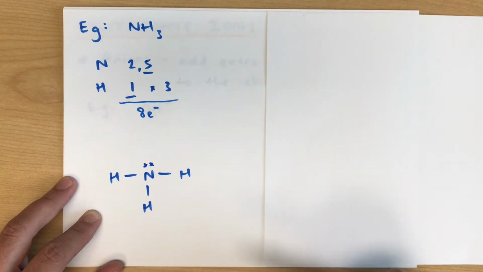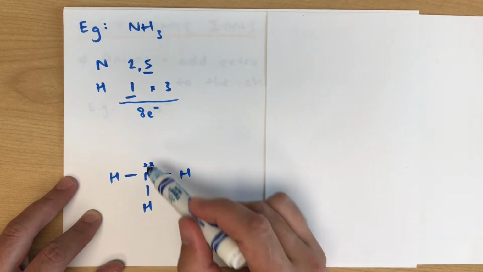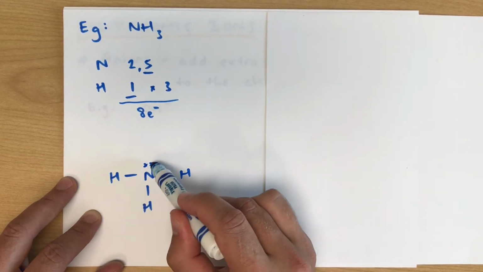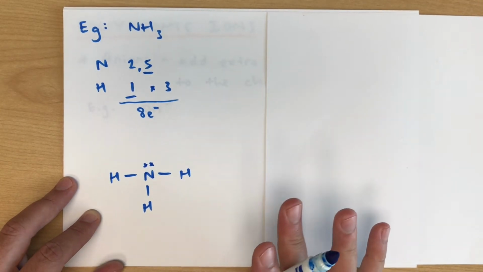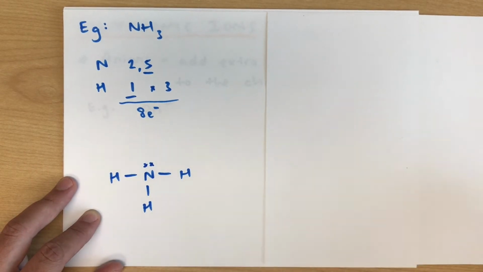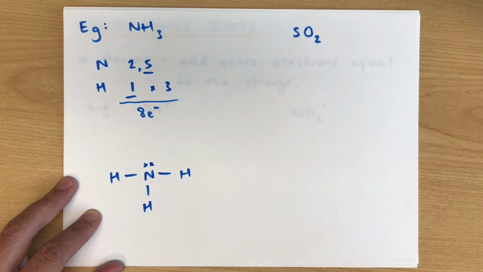I've used all 8 of my electrons. Hydrogen has full valence shells with 2, 2 and 2. Nitrogen has 2, 4, 6 and those 2 makes 8. Everybody has a full valence shell, everybody's stable, no need to trial and error with double bonds. Move on to the next example. SO2.